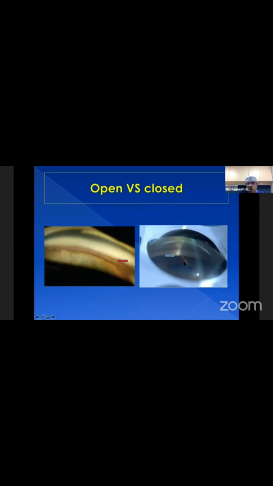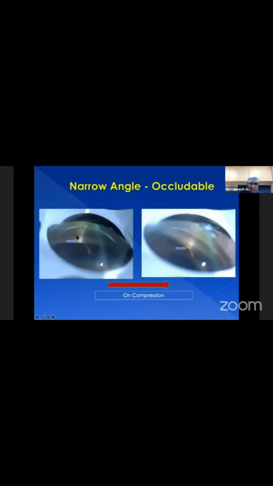So this is an open angle, this is a closed angle. You can see the corneal wedge is just meeting at the edge of the iris. None of the structures are visible, so it's a closed angle. Here is another patient with a closed angle where, on compression, the angle is opening up.